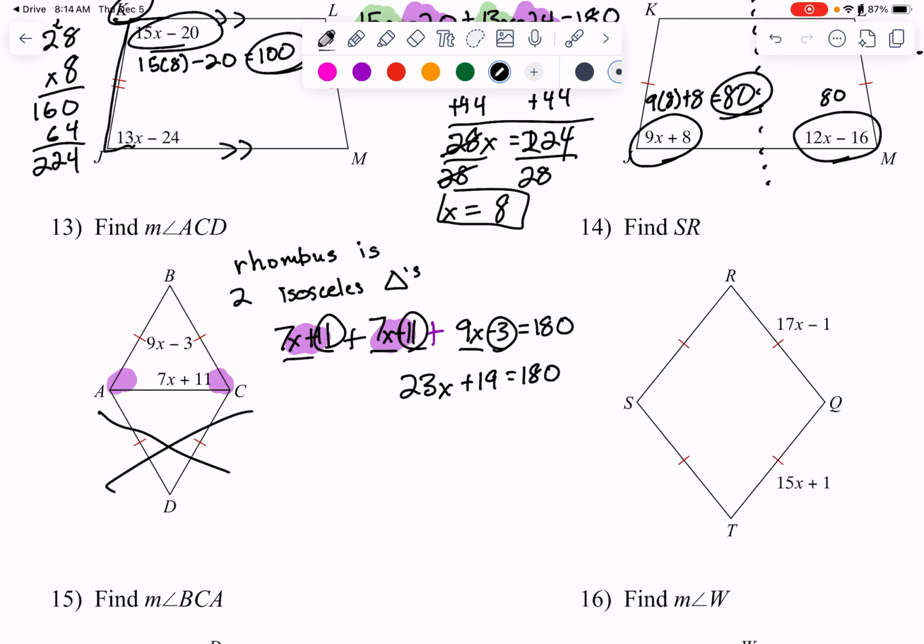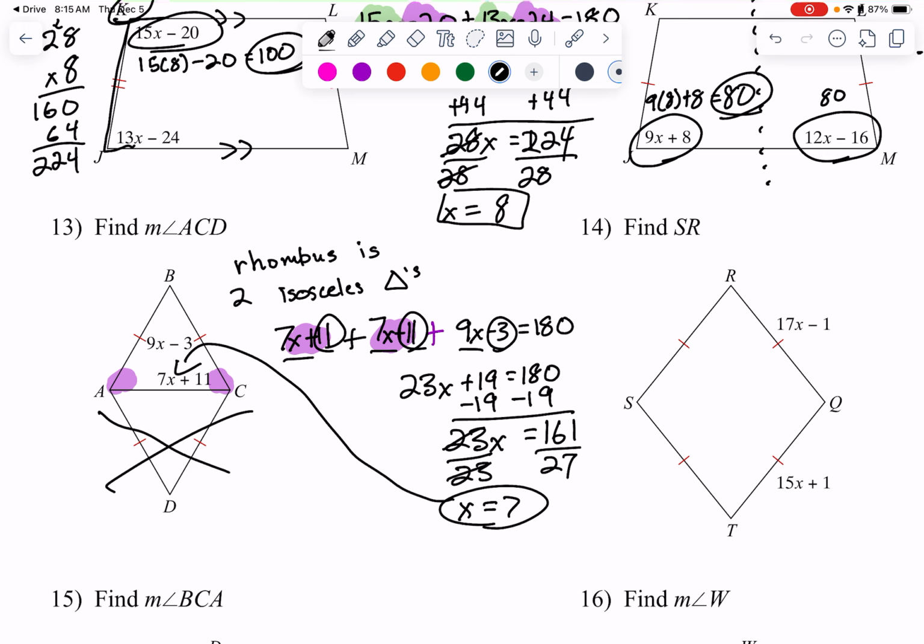So we got some less common numbers again. I'll subtract 19 from both sides. Gives me 23x equals, on the other side, 161. And if we divide these, pretty sure that x equals 7. And then I'm going to take that information and plug it back into x.